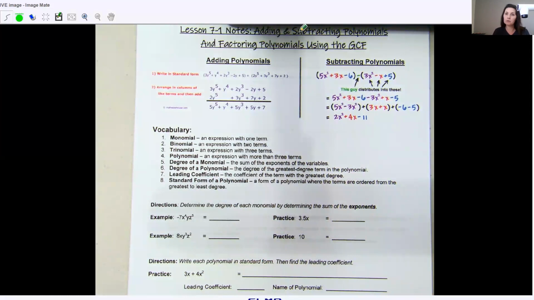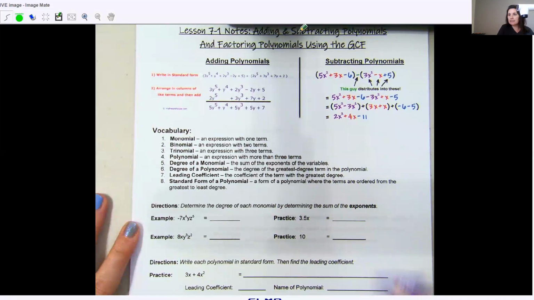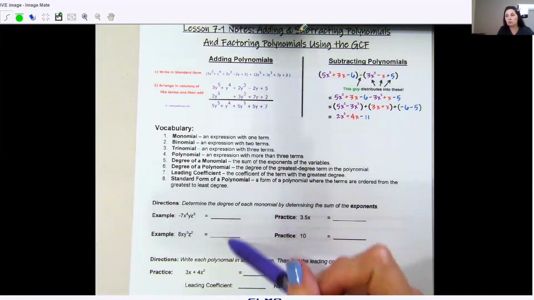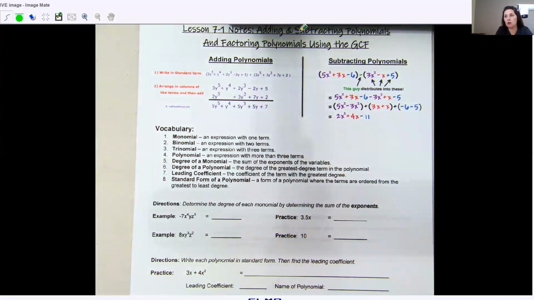And then the leading coefficient is the first number after you have written your polynomial in standard form. And then standard form is from greatest degree to least degree, and I'll show you what that is as well. Okay, so let's get started on our examples down here. We are going to try to figure out what the degree of each of these monomials are.